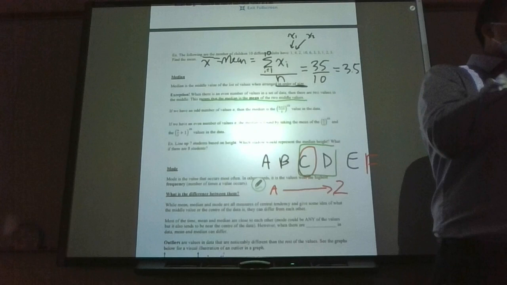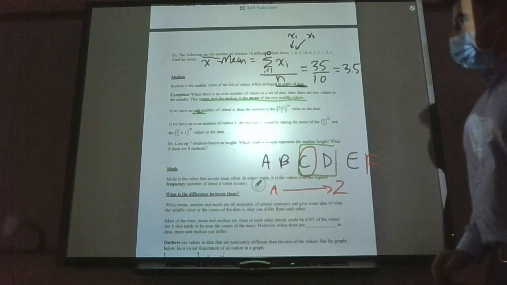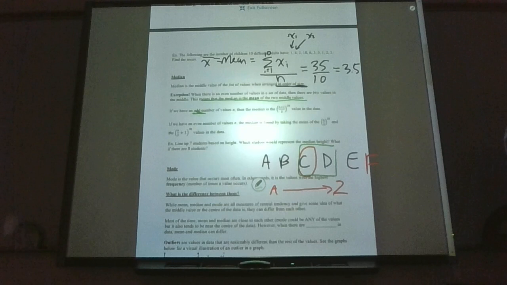Again, formulas seem really intimidating. They're actually not that hard. So the rule here, if you had an odd number of values, and you want to find the middle value, there's a nice easy trick. You add 1 to the number of values you have and divide by 2. And that's going to be your middle value. You can even try this out with something simple, and I'll give you an example.